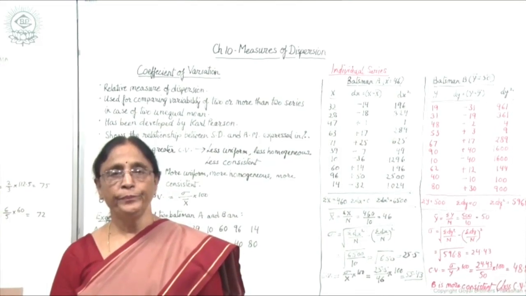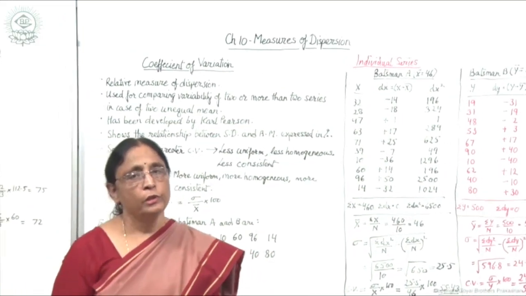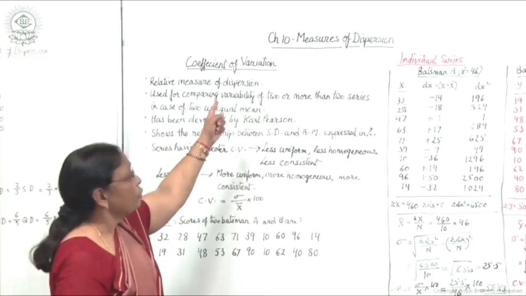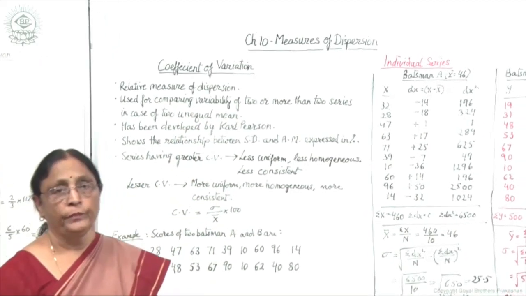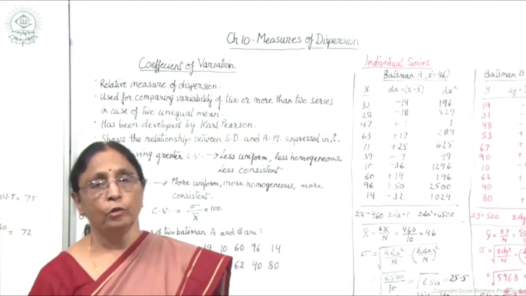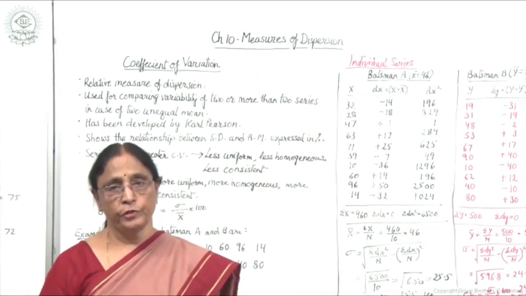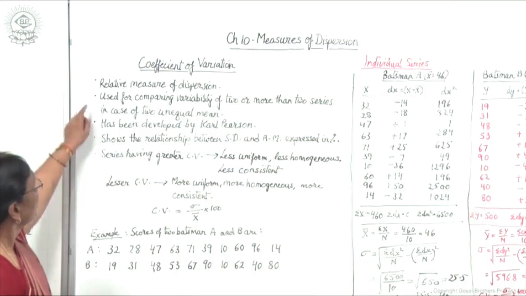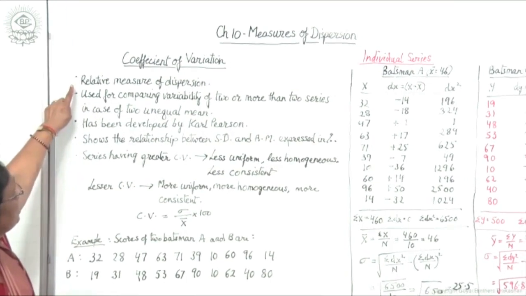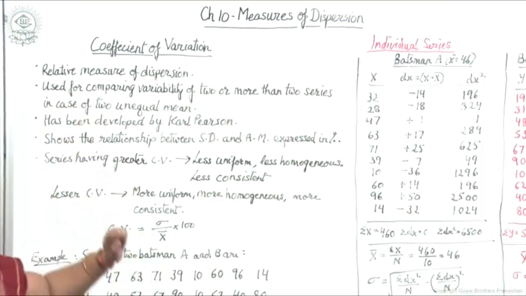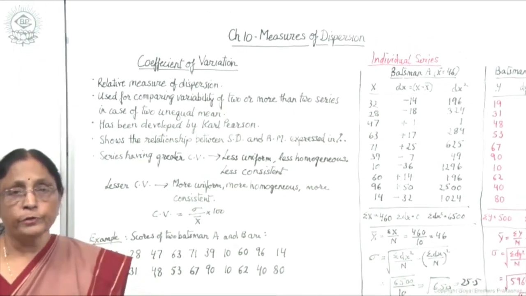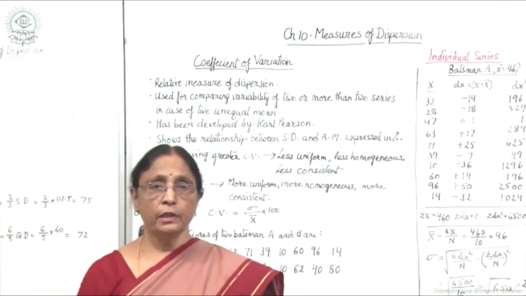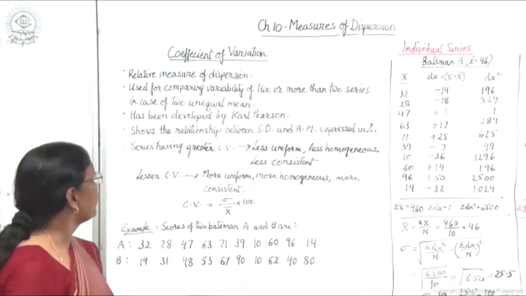Good morning, children. Today we are going to learn about coefficient of variation. This is another measure of finding out dispersion. Now this coefficient of variation is a relative measure of dispersion, not the absolute measure of dispersion.